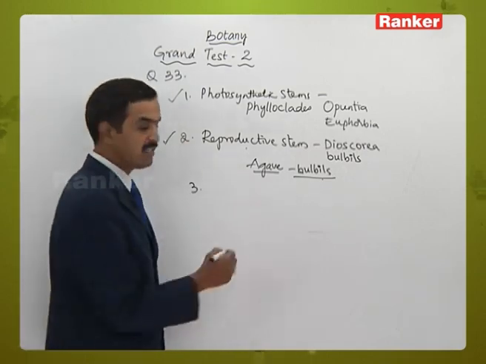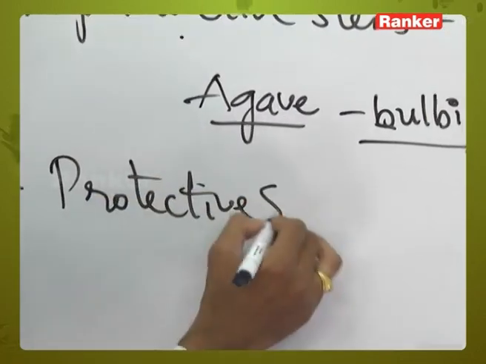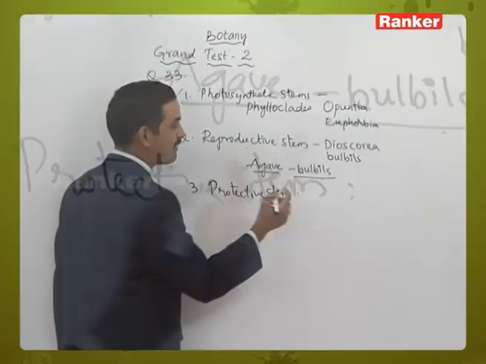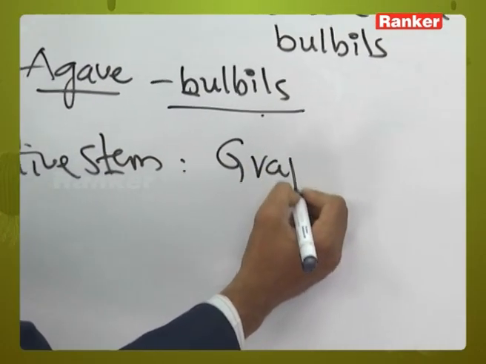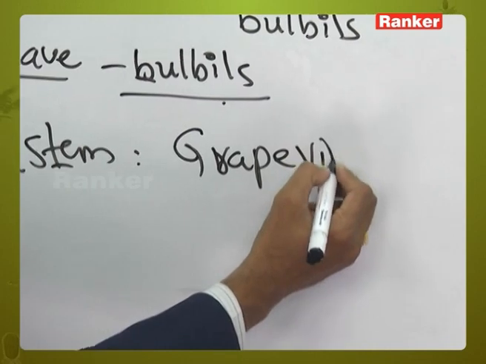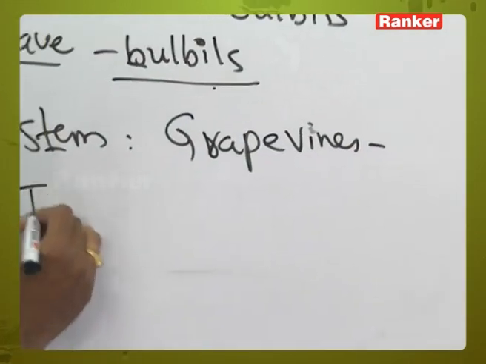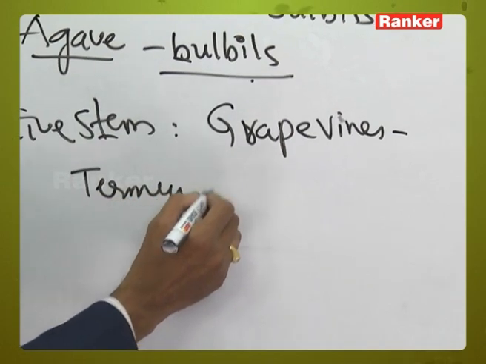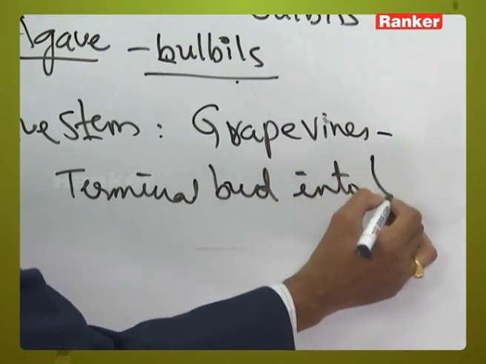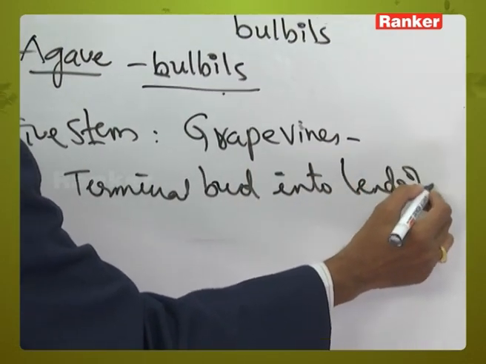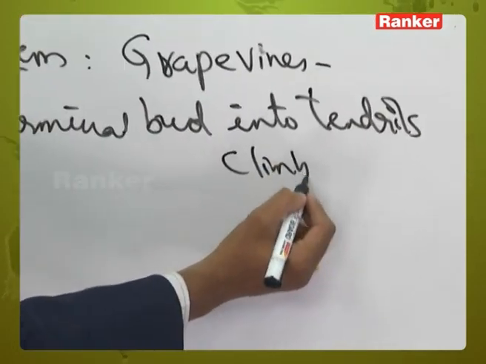Then coming to the third one, protective stems. Protective stems means the stem is taking up the function of protection. One is grapevines. In grapevines, the terminal bud is modified into a tendril. Actually, whenever a tendril is present, it is not for protection, but for climbing purpose.